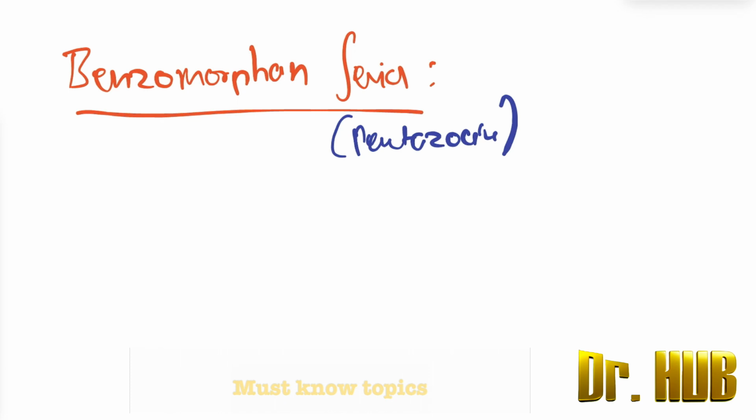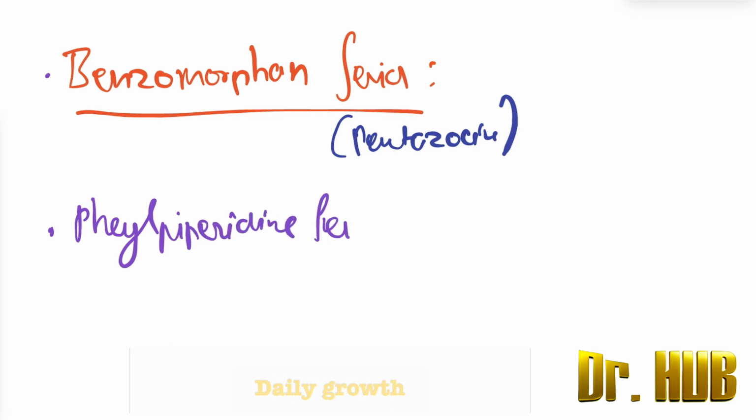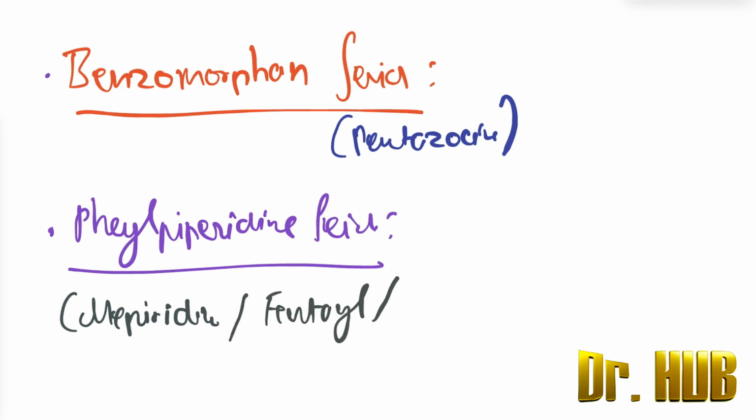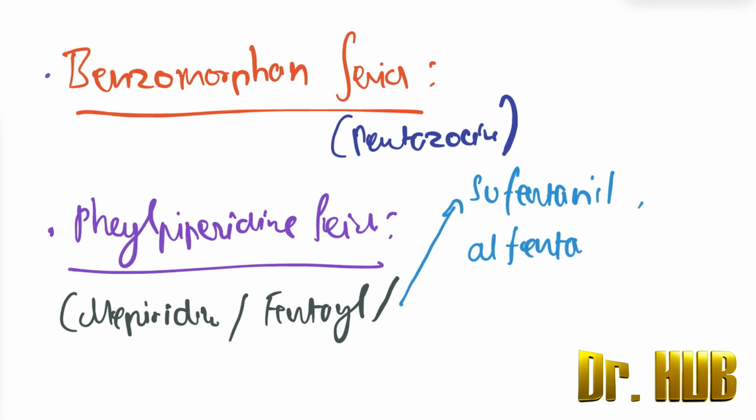Next we move on to the phenylpiperidine series. This includes meperidine. Next comes fentanyl. Then it also includes sufentanil, then alfentanil, as well as remifentanil. All these are present under the phenylpiperidine series.